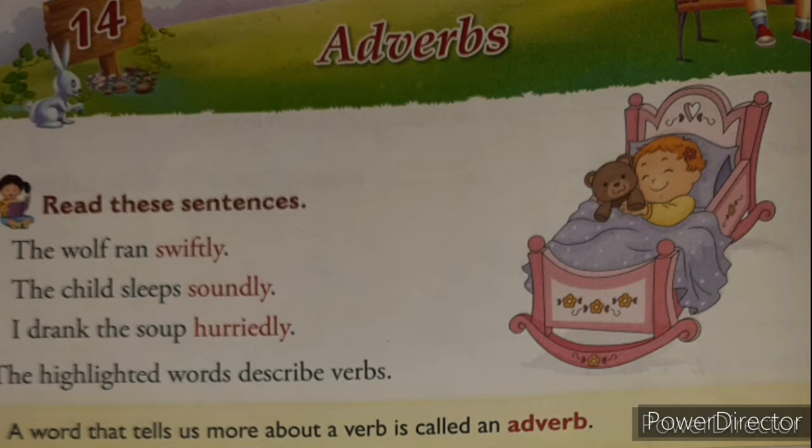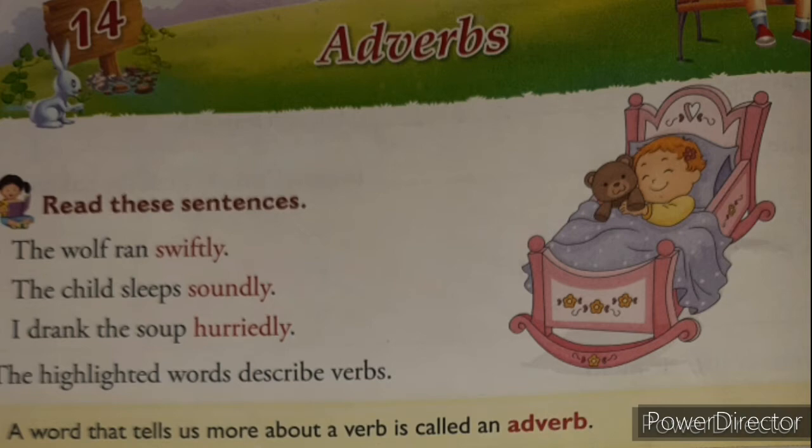Second example, the child sleeps soundly. In this sentence, which is the verb? Sleeps. Now about sleeps, which word gives more information? Soundly. How he sleeps? Soundly. So soundly is called an adverb here because it tells more information about sleeps.